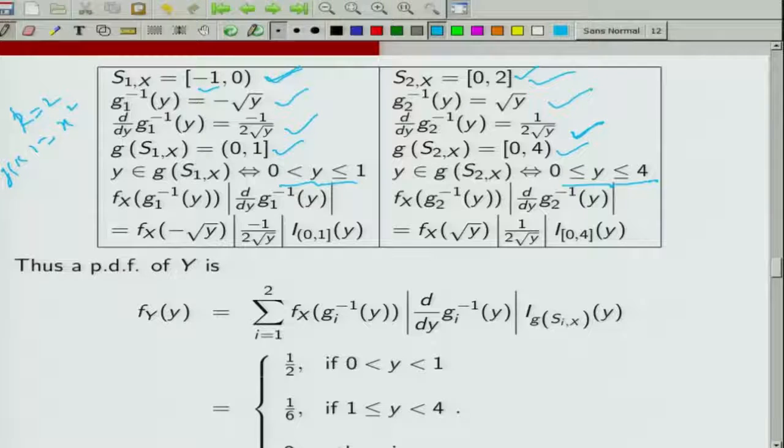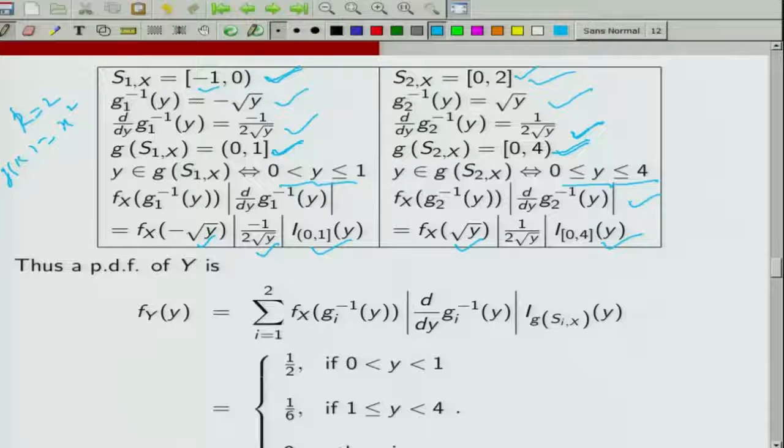So I have to sum two quantities: f_X(g_1 inverse y) times mod of d by dy of g_1 inverse y, and I have to sum it with f_X(g_2 inverse y) times mod of d by dy of g_2 inverse y. But g_1 inverse y is the same as minus root y, so this is f_X(minus root y). Then the derivative of this is -1 by 2 root y. Now the indicator function of g of S_1X, which is 0 1, so indicator function of 0 1. Now here g_2 inverse y is root y, so f_X(root y). d by dy of g_2 inverse y is 1 by 2 root y, so mod of 1 by 2 root y, indicator 0 to 4 of y, because the indicator function of g of S_2X is 0 to 4.